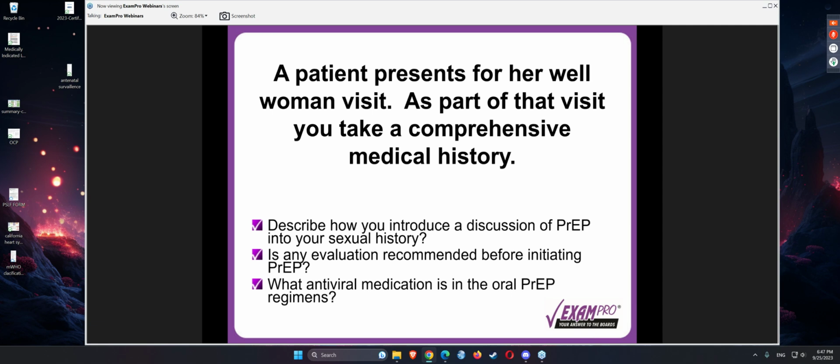Yep. I think the absolute one you all have to know is if a patient has an HIV positive partner with either a detectable or unknown viral load, then we should mention prescribing PrEP to them.